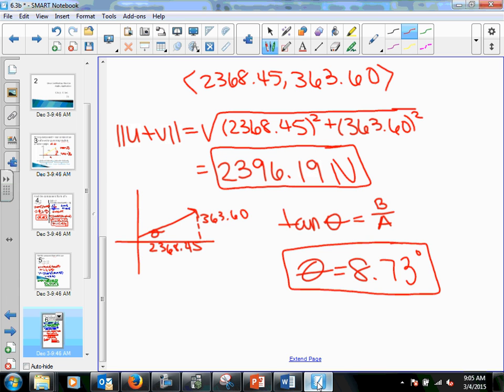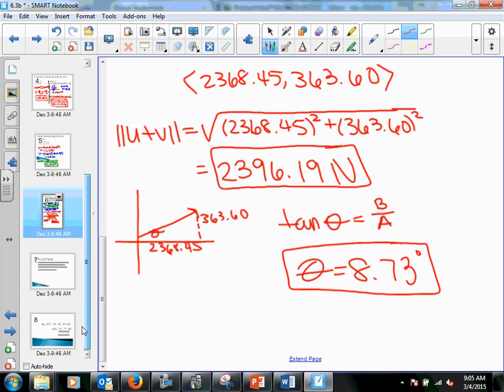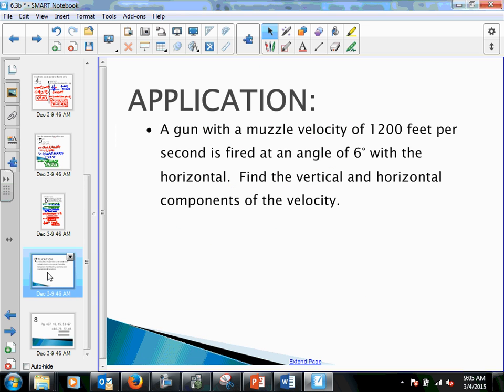Now we might not have time to completely do this example, but I just want to talk about it. We talked about how vectors can represent forces. They can also represent velocities. So here I have an example of a gun being fired. The muzzle has a velocity of 1,200 feet per second, and it's fired at a 6-degree angle with the horizontal. Find the horizontal and vertical components.